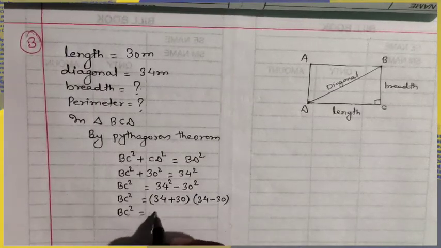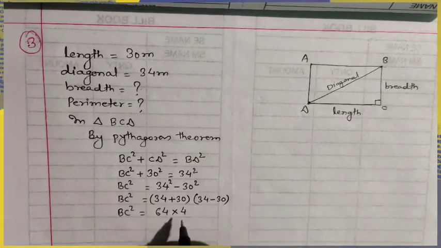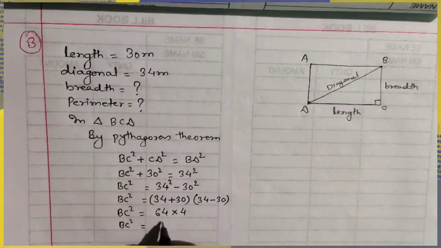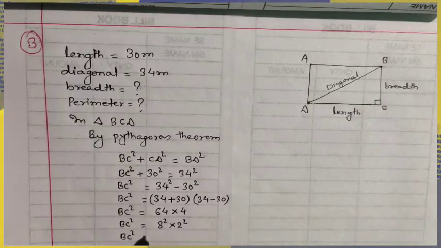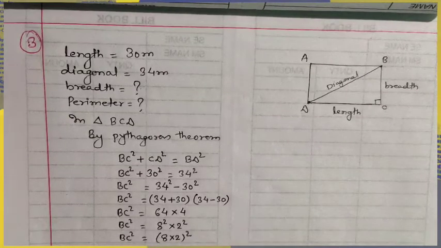BC square is equal to 64 into (34 minus 30), that is 4. BC square is equal to, we can write it, 8 square into 2 square, 8 8s are 64, 2 2s are 4. BC square is equal to, in a combined form, (8 into 2) whole square.